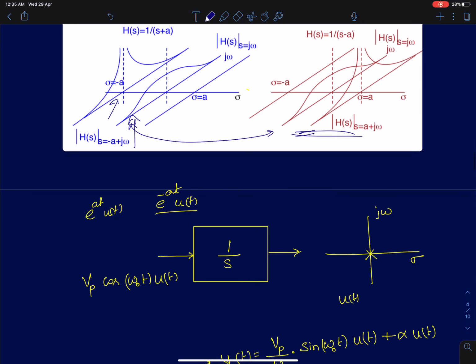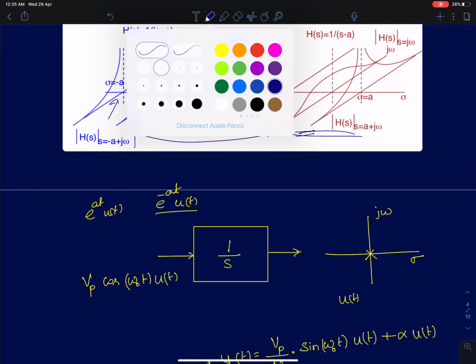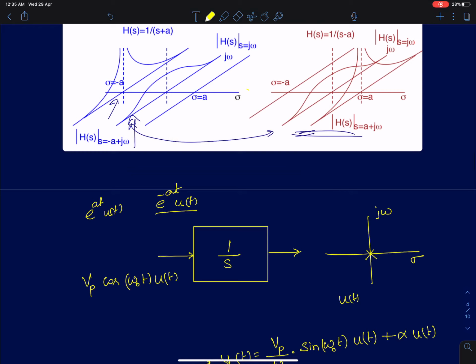Now the next case, we'll analyze pole at origin. So we have so far analyzed the left of plane and right of plane. Now we'll analyze pole at s equal to 0.